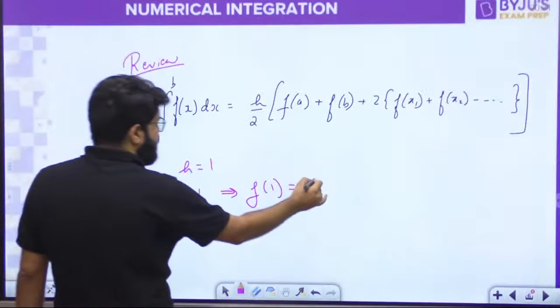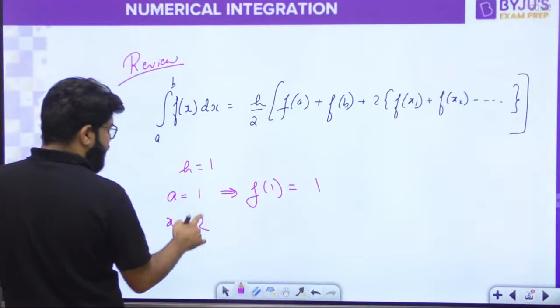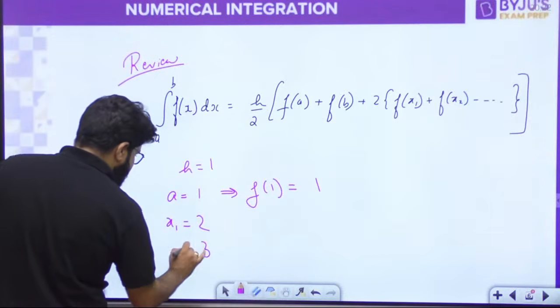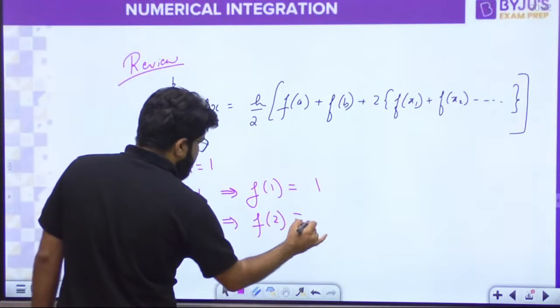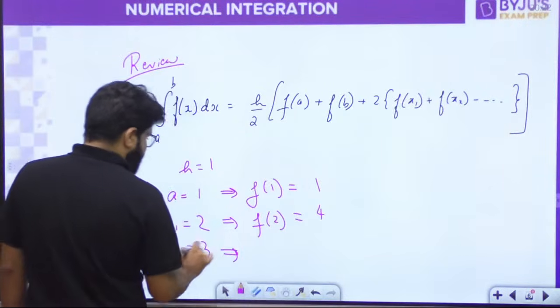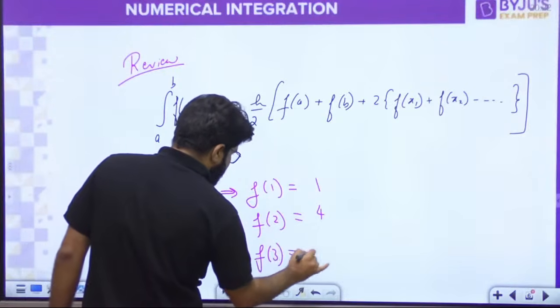f1 means the value of y, that is directly given. Okay, then we will take the x1 equal to 2. एक step में बढ़ेंगे and then finally I reach 3 and that is the final point B. Okay, what is the value of f2? f2 का value given 4 है. Then अगर x का value 3 है तो y का value 9 है, so f3 का value 9 given है.